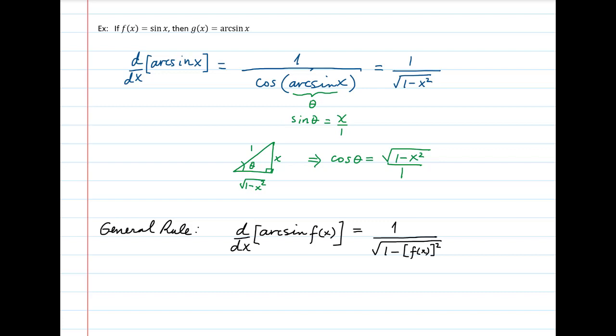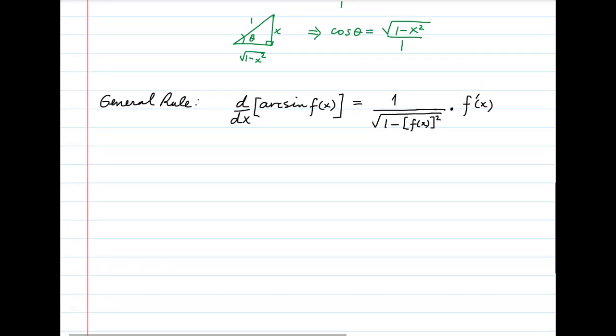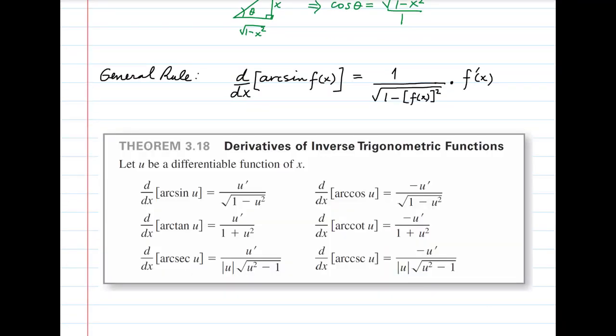And because f of x is a function of x, chain rule tells us to multiply by the derivative of f with respect to x. And there we have it. Just like arc sine, we can generalize all the other derivatives of inverse trig functions. Here they are. This is the summary, and they're using u here as a function of x. I used f, but it's the same idea. You have the derivative of all the inverse trigonometric functions here.